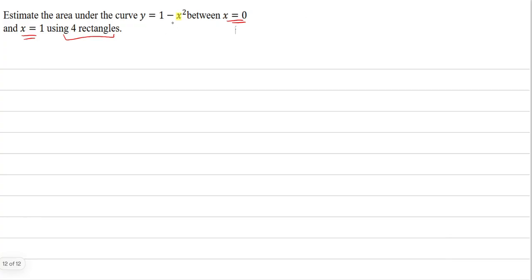Estimate the area under the curve y equals 1 minus x squared between x equals 0 and x equals 1 using 4 rectangles. So my first step is always finding my delta x. My delta x is (b minus a) over n. B and a are my limits, 1 minus 0, over n. My n is the number of rectangles they told me, which is 4. So my delta x is going to be 1 over 4.